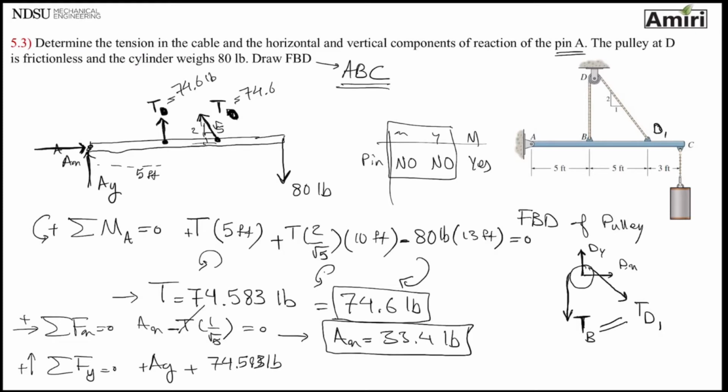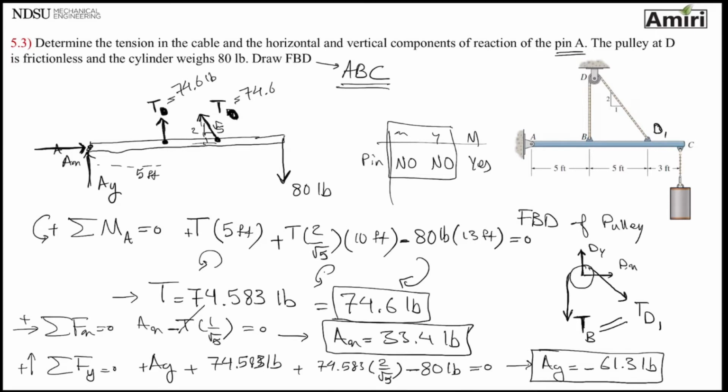Moving on, I get to the second T, which is 7.583. I have to use the vertical component of it. And moving on, I get to the 80 pounds, pointing down, so I put a negative next to it, and that is 0. The only unknown here is AY, which is going to be minus 61.3 pounds. I got a minus again. So that means when I drew the free body diagram, I should have drawn AY the other way.